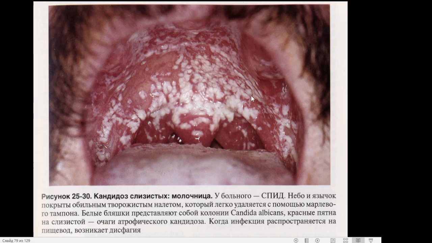Now this variant of oropharyngeal candidiasis is an exit to the pharynx. It is the soft palate, uvula. This variant of candidiasis is of course more deep immunosuppression. It's mostly for third international stage or fourth, the HIV or AIDS stage.